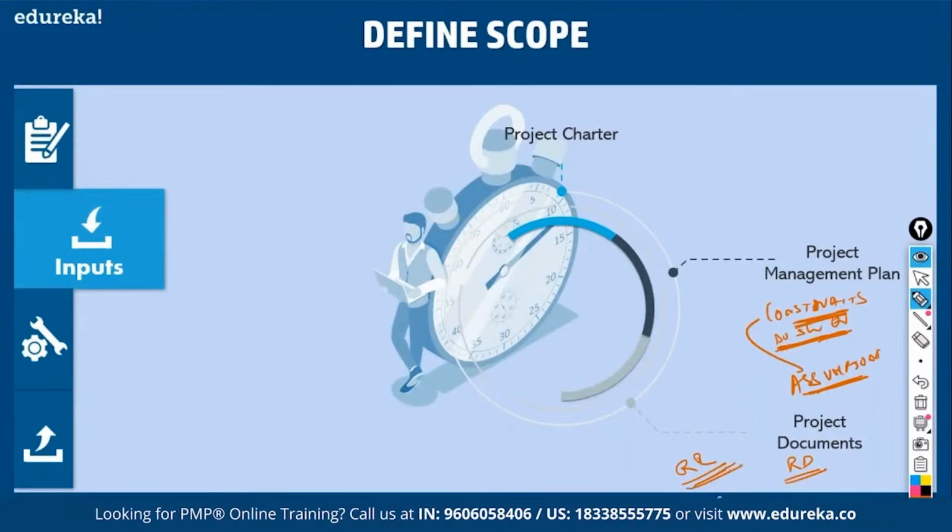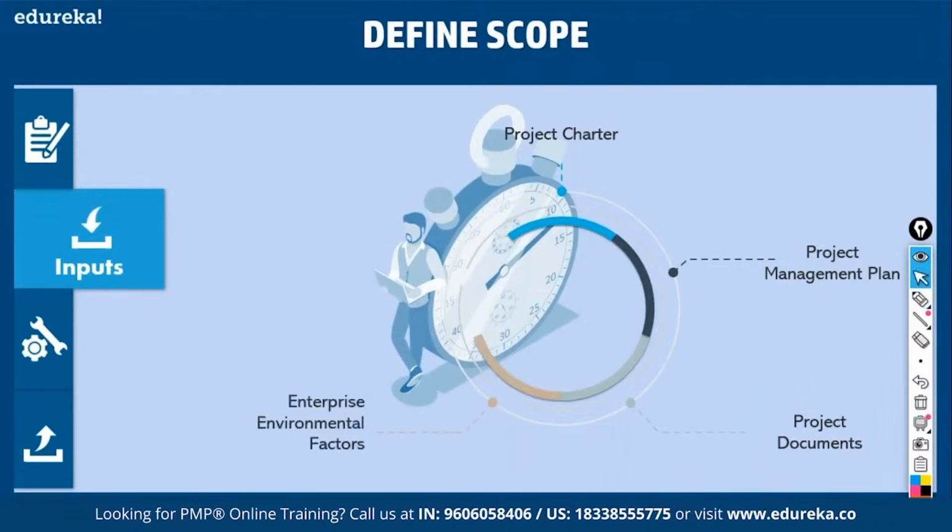Fine. Then what else? Then you have the other usual inputs like enterprise environmental factors, right? So whatever tools are available, you have to use them. For example, you may want a scheduling tool called Microsoft Primavera, but the organization will only give you a spreadsheet. You have to use it. Infrastructure, any tools, whatever is available, you have to use it. You cannot grumble. These are factors over which you have no control.